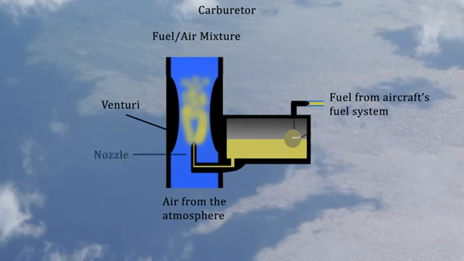A fuel nozzle placed at the venturi allows the lowered air pressure to pull fuel through the nozzle and into the intake air. The sprayed fuel quickly vaporizes in the air.